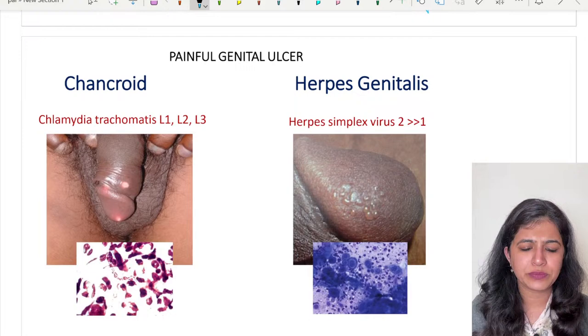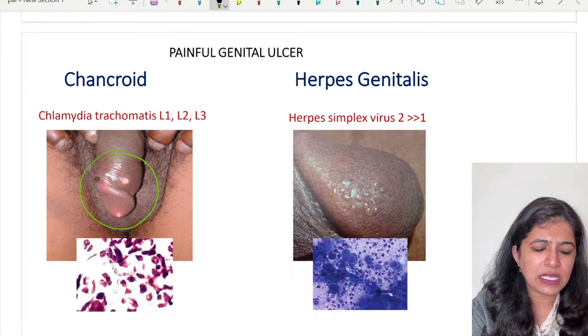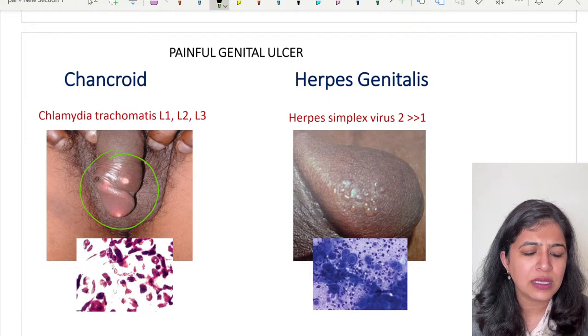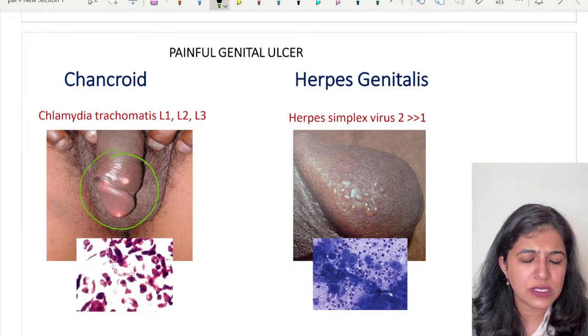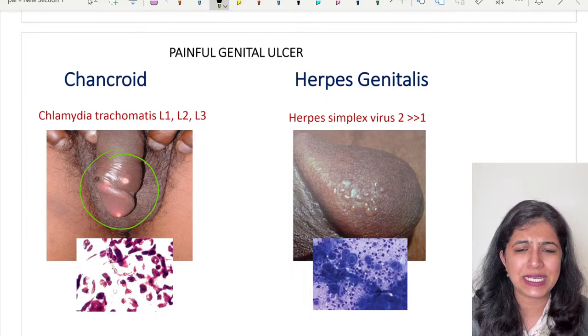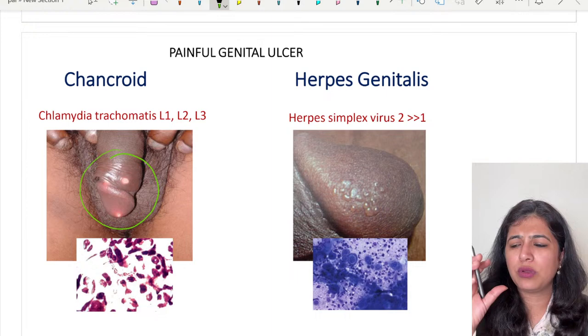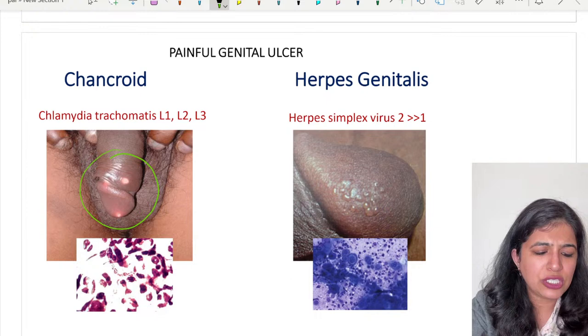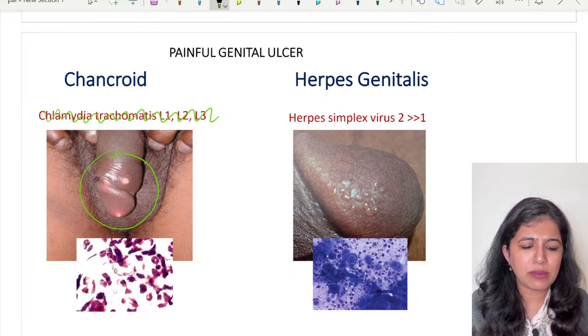When we have multiple painful genital ulcers with a yellow surface with painful inguinal lymphadenopathy, the answer is chancroid. So multiple painful ulcers which have a yellow surface with painful, pus-filled suppurative inguinal lymphadenopathy, it is chancroid. Everything is painful, everything is yellow. Ulcers look yellow, lymph nodes are full of pus. So yellow, yellow, pain, pain, everything is chancroid. This is not caused by chlamydia trachomatis. Can you tell me what is the bacteria that causes chancroid?